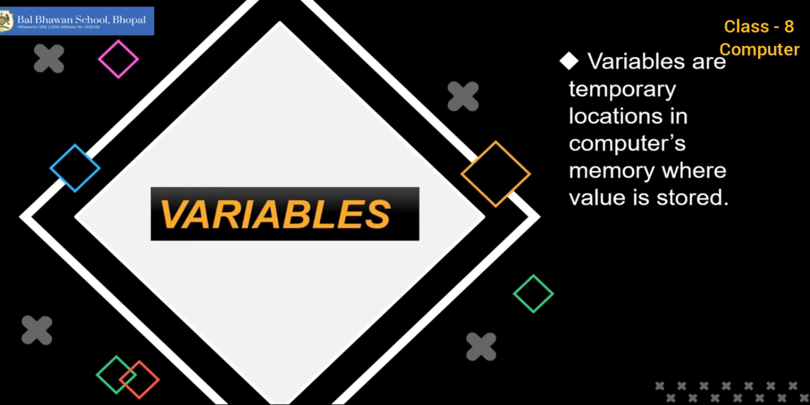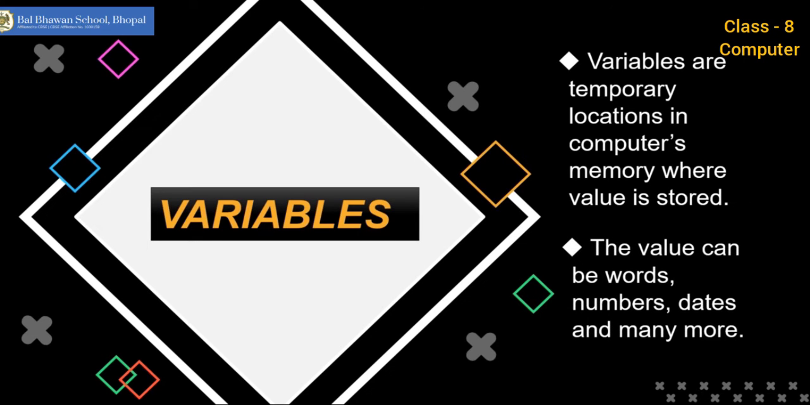Variables are temporary locations in computer's memory where value is stored. The value can be words, numbers, dates and many more. To understand variables, let's take an example. When you go to school, you carry your objects such as books, notebooks, stationery, etc. in your school bag. So, your school bag will act as a container for these objects. You can replace these objects as well as per your timetable.